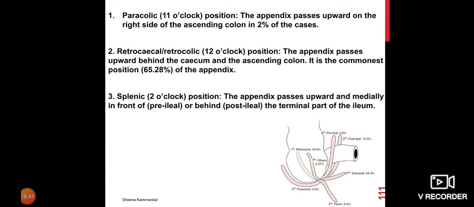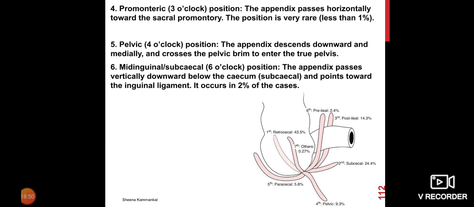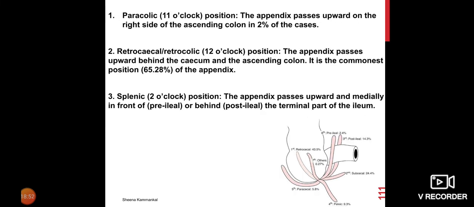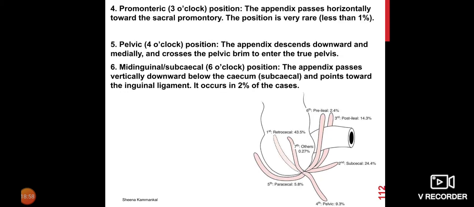It is the commonest position. Then the splenic position, which is the 2 o'clock position. The appendix passes upwards and medially, either in front of the ileum or behind the ileum. Then next is the 3 o'clock position. The appendix passes horizontally towards the sacral promontory. This position is very rare.